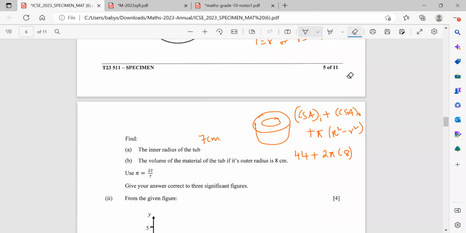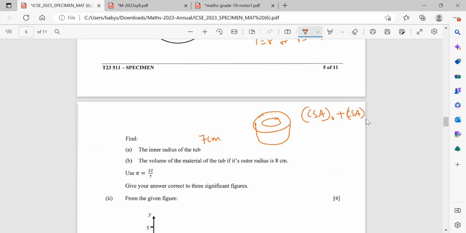CSA, right? So 2 pi r square we'll take it. Because the surface area of a sphere is 4 pi r square, right? So CSA outer will be 2 pi R square. CSA inner will be again 2 pi, but small r square. And you have to add that circular cross section. So the inner one is 44. It's given in the question.